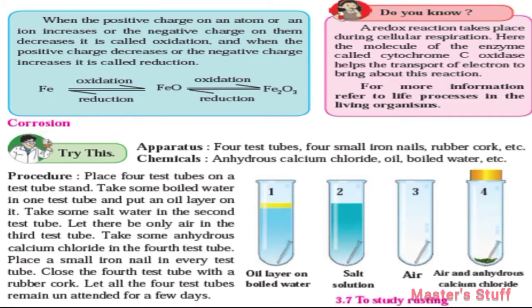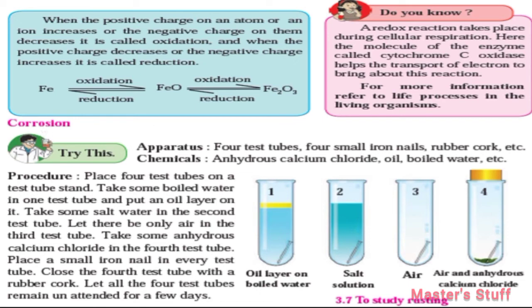When the positive charge on an atom or an ion increases or the negative charge on them decreases, it is called oxidation. And when positive charge decreases or the negative charge increases, it is called reduction.